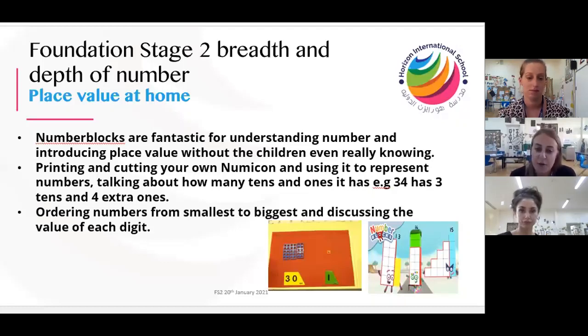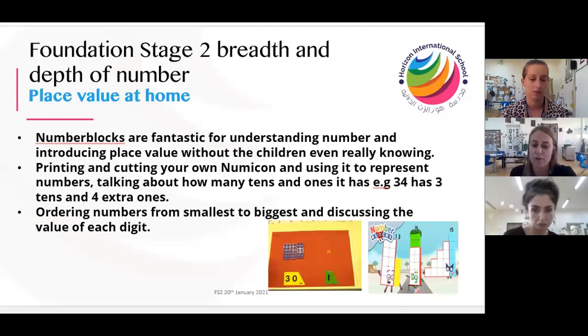Printing and cutting your own Numicon, we're going to send that home tomorrow. So you'll have your own printed set of Numicon, which you can print out, cut and use at home. And if you need to make any extra 10s, you can. And just really using that language of, oh okay, you've made, as you can see in the picture here, 31. I can see that you've got 3 10s and 1 extra 1, using that language with them.